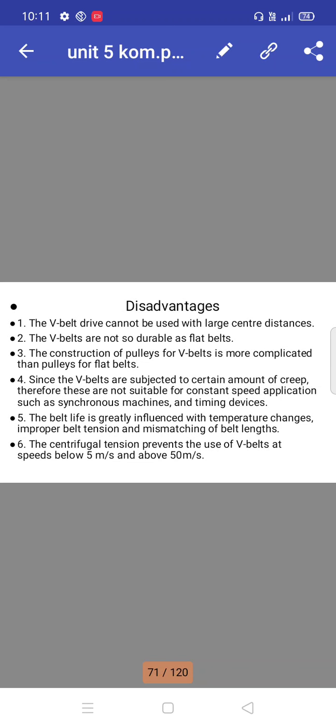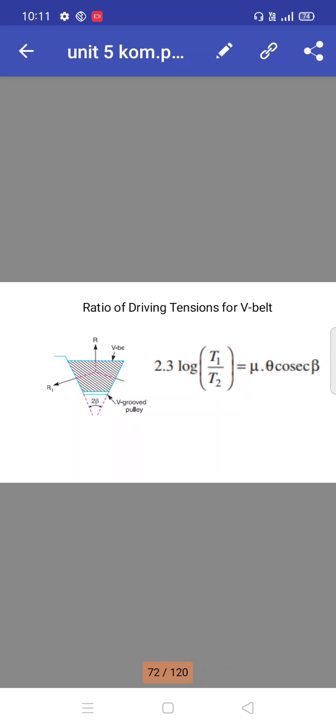Belt life is greatly influenced with temperature changes, improper belt tension, and mismatching of the belt lengths. The centrifugal tension prevents the use of V-belts at speeds below 5 meter per second and above 50 meter per second. Ratio of driving tensions for V-belt: 2.3 log T1 by T2 is equal to mu theta cosecant beta.